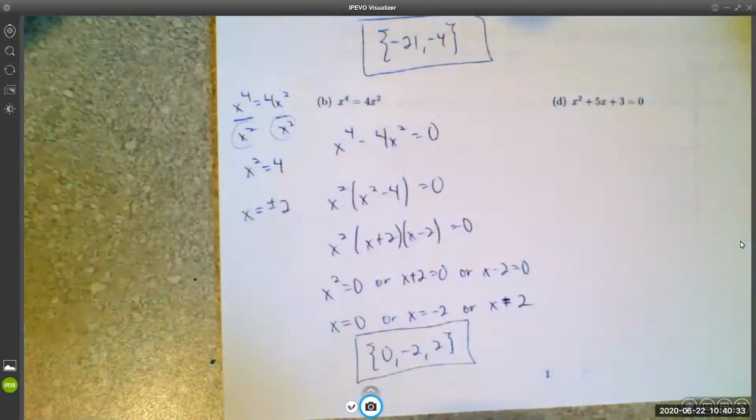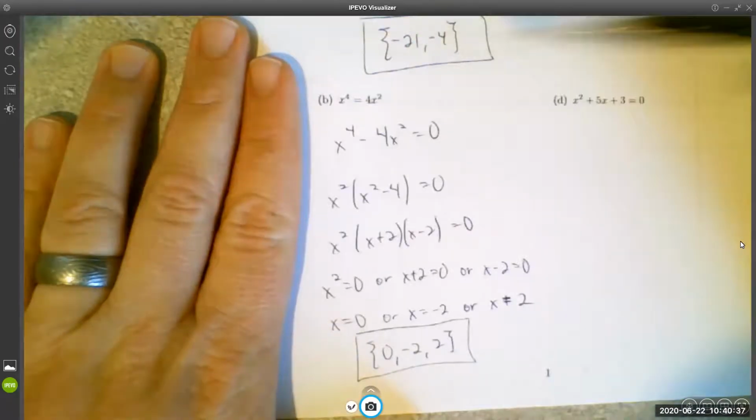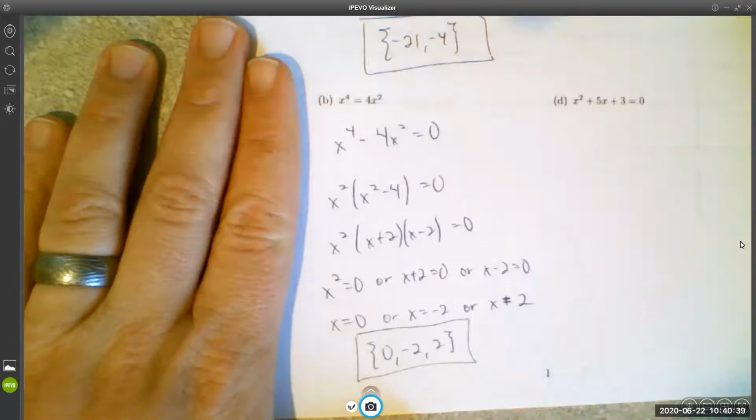A safer thing to do, though, is to just do what I've said. Move everything over, factor, apply the 0 product principle.